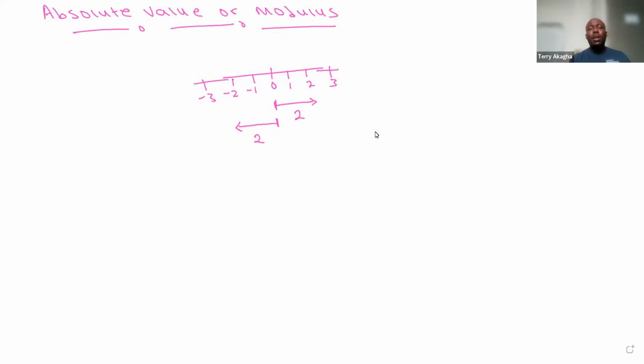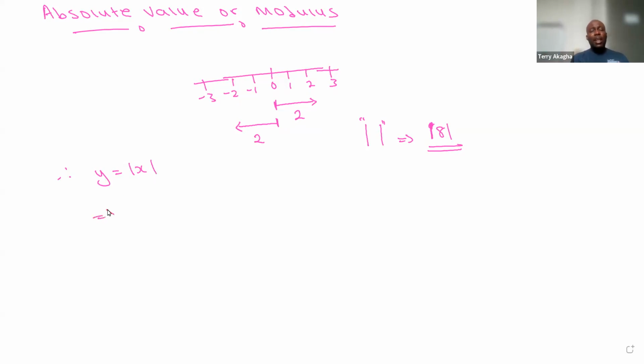So for example, if I have something like 8, I can write it like this. So this is the absolute value of 8. Therefore, I can now say if y is equal to an absolute value, you read it like y is the modulus of x, or y is equal to the absolute value of x. Basically, this is how you say it.